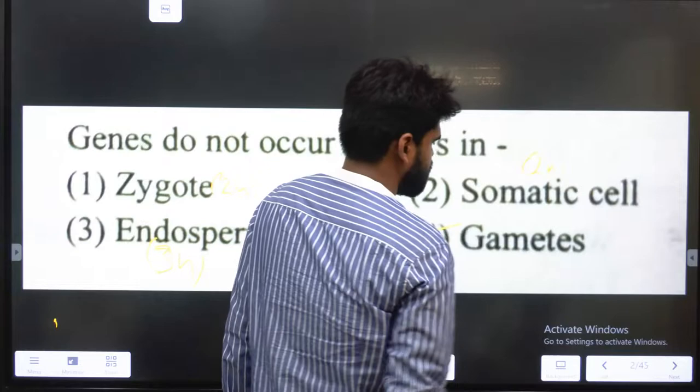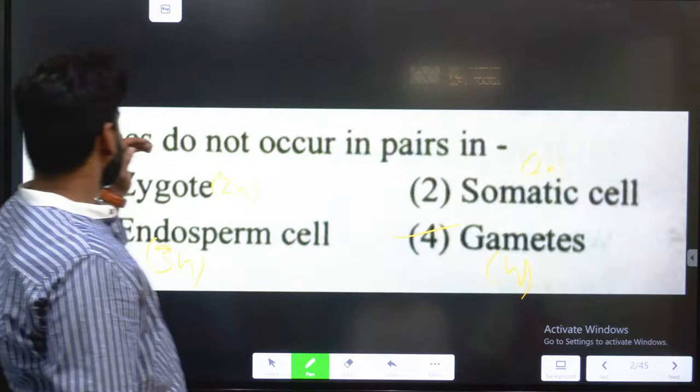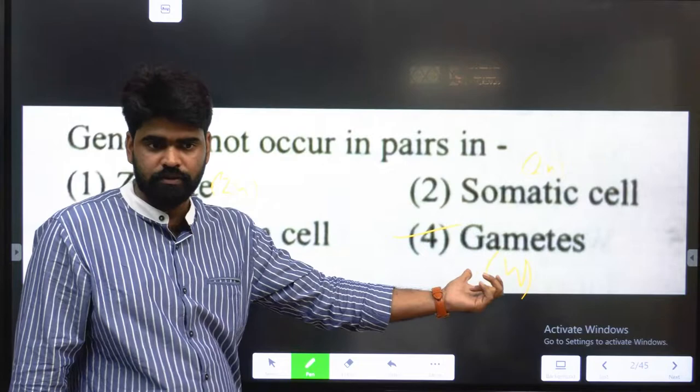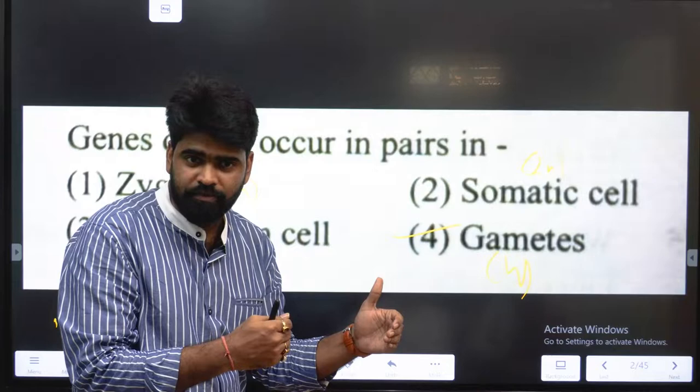Pakka? Now here, genes do not occur in pairs in the gamete. Which law is followed here? Segregation. The law of segregation happened here, because of that the pair of factors segregated. Pakka?